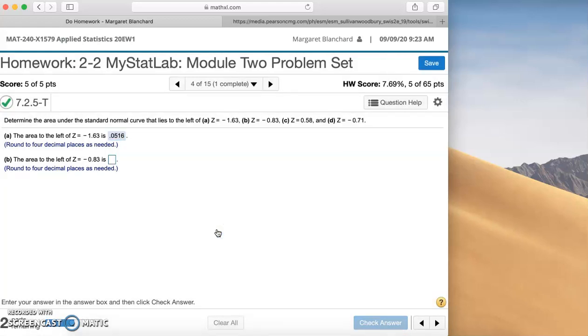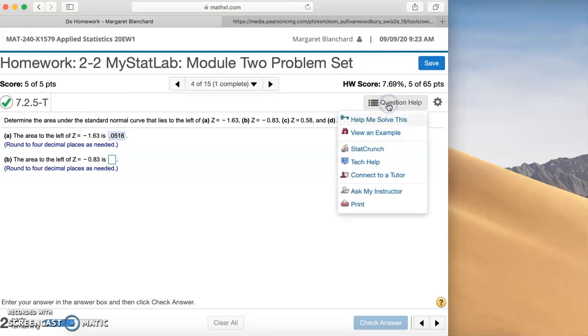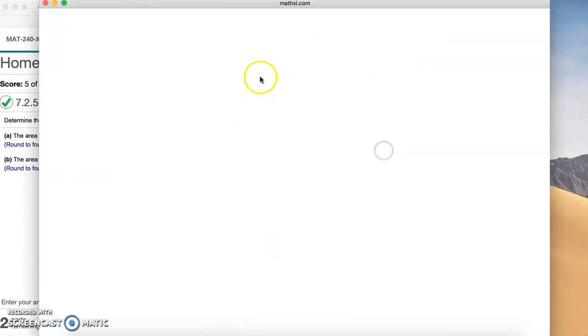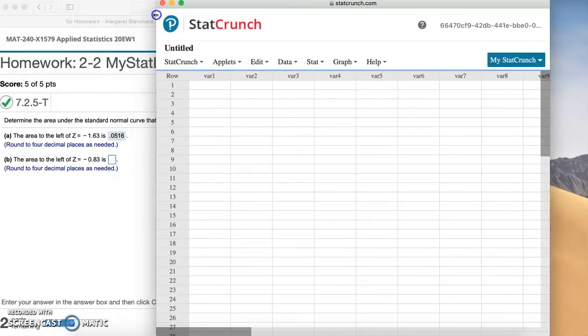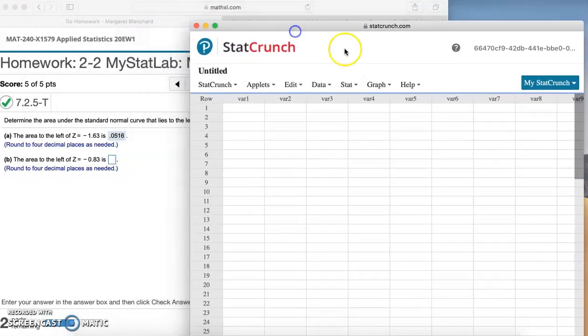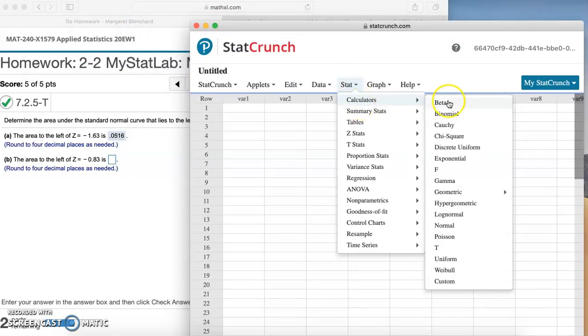Now, before we move on to part B, I want to show you how to do this in Statcrunch. It is very simple. And what's kind of cool is it gives you a different visual, or a more specific visual. So we're going to go to question help, Statcrunch. And then once you're in Statcrunch, you're just going to go to Stat, Calculators. And remember, we're looking at the standard normal distribution.